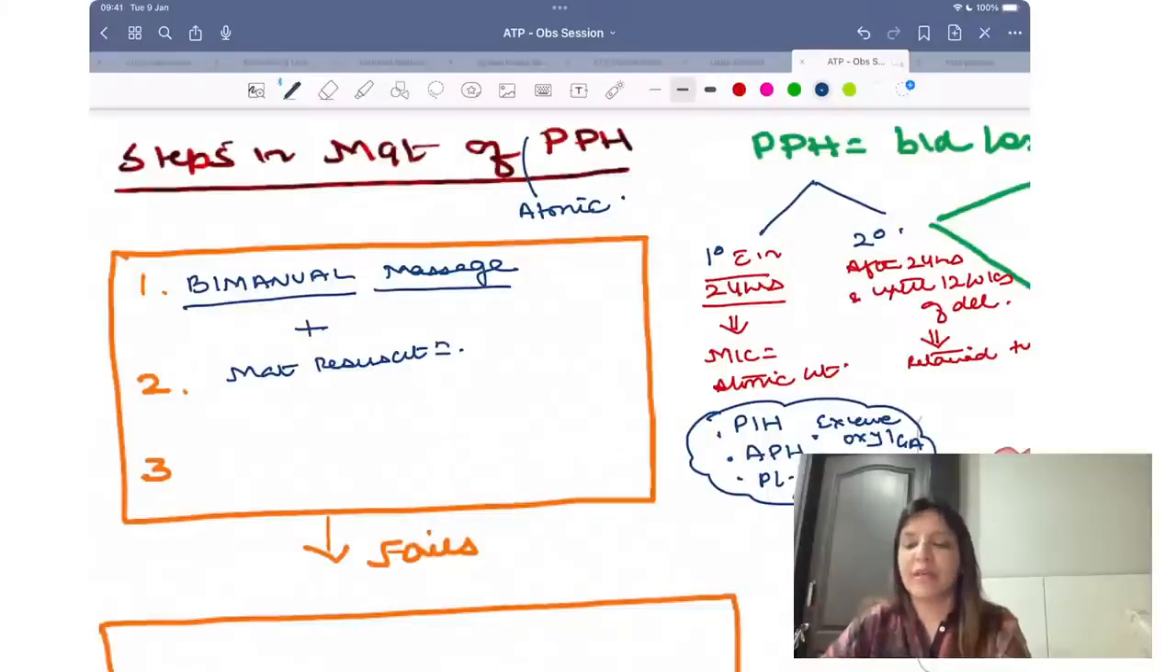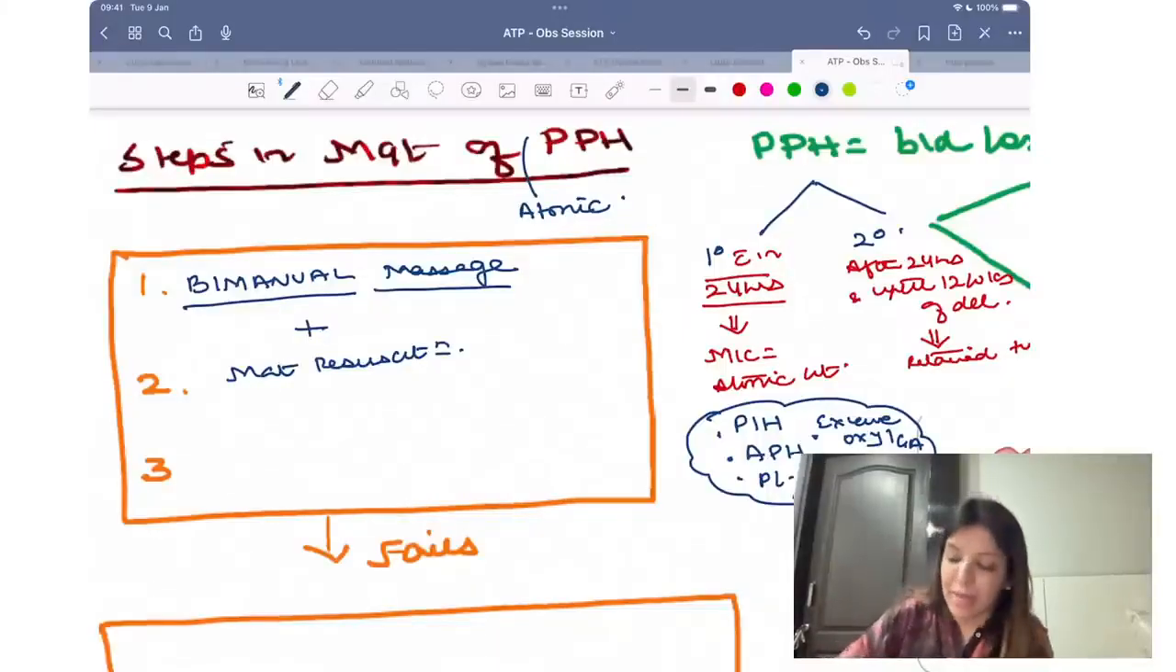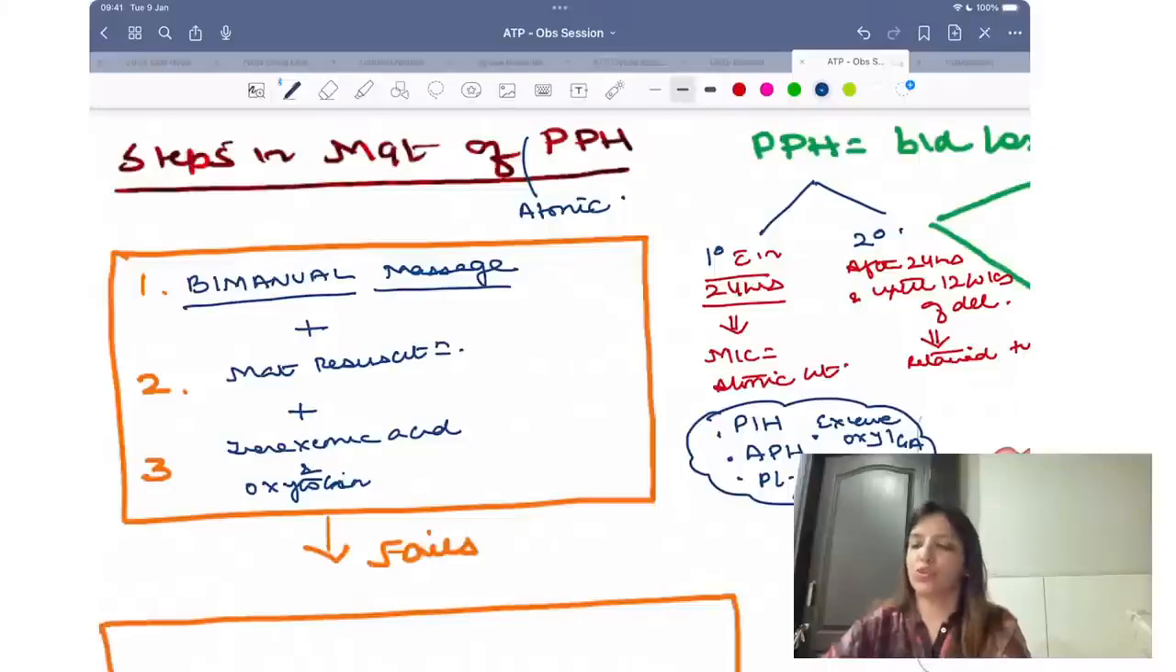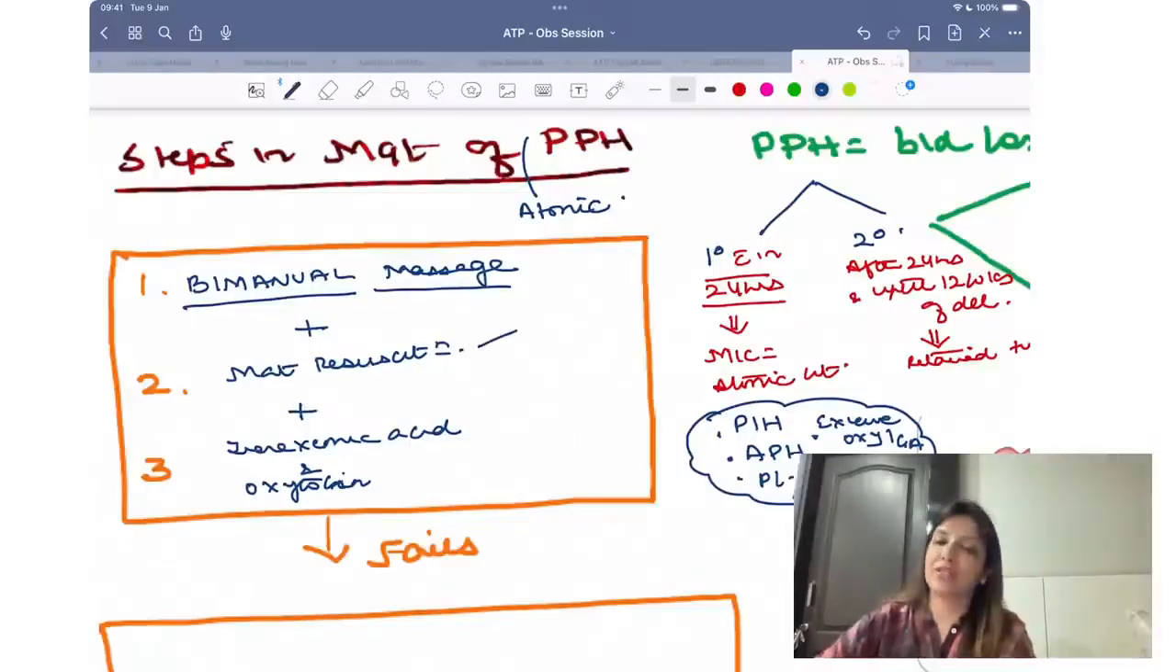Bimanual massage, maternal resuscitation, plus simultaneously you will start tranexamic acid and oxytocin. So do a bimanual massage, do maternal resuscitation, simultaneously start tranexamic acid and oxytocin. When you are doing maternal resuscitation, you are going to put 2 large bore IV cannulas.